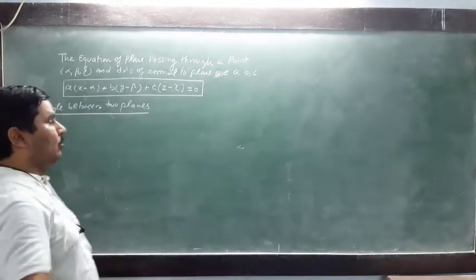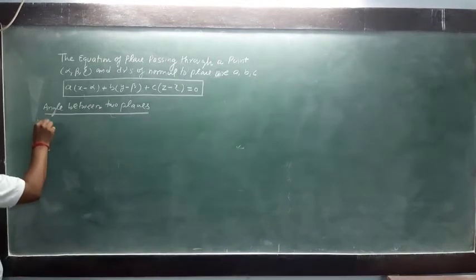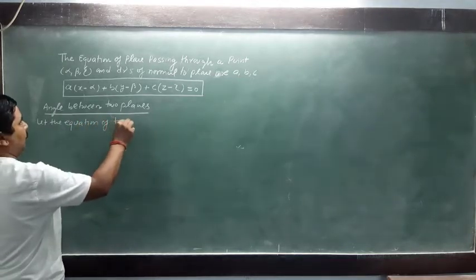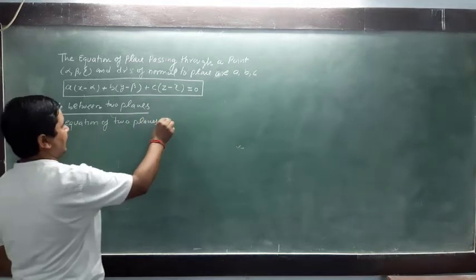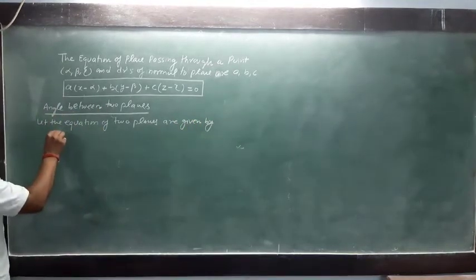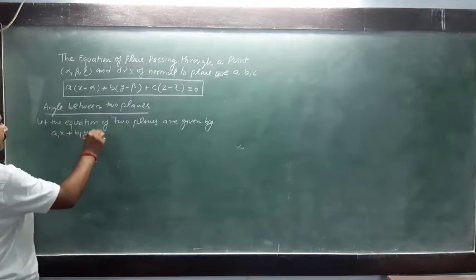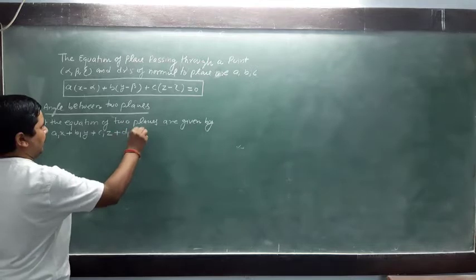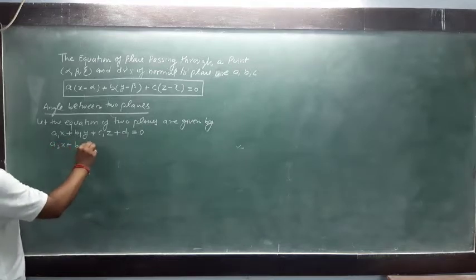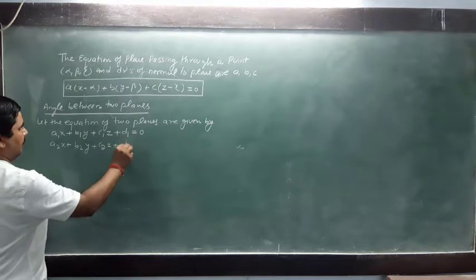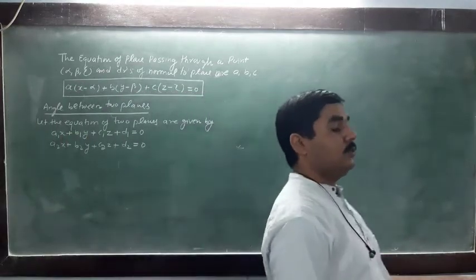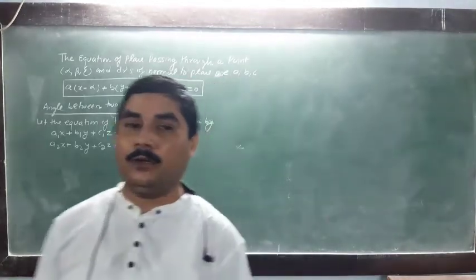Let us suppose that the equation of two planes are given by, first equation is a1x plus b1y plus c1z plus d1 is equal to 0, and the second equation is a2x plus b2y plus c2z plus d2 is equal to 0, where a1 b1 c1 are DRs of normal of the first plane and a2 b2 c2 are DRs of normal of the second plane.